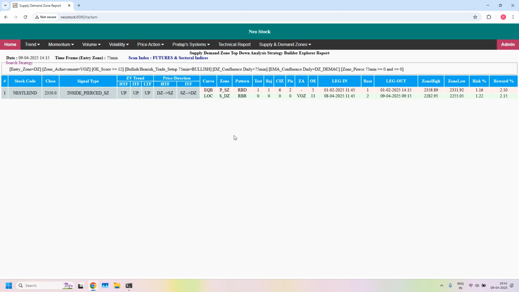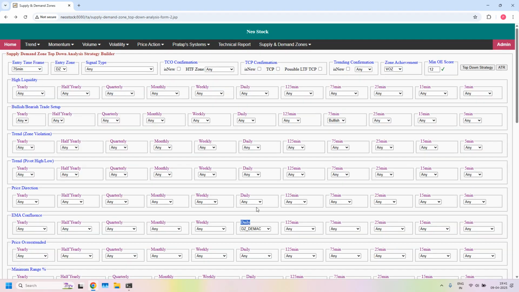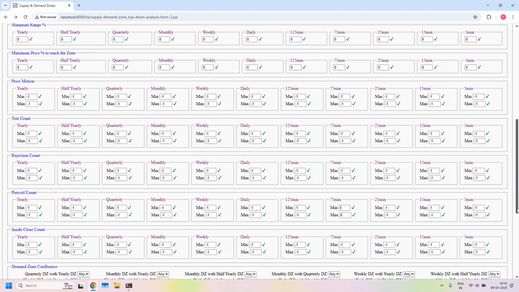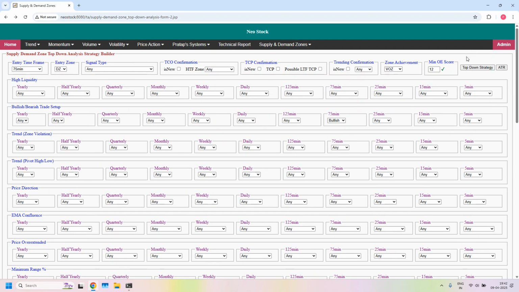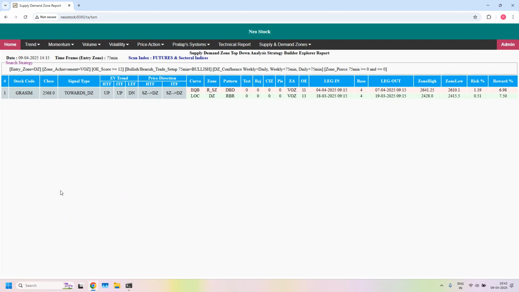Next, we will look into LTF, ITF and HTF demand zone confluence supported stocks. That is 75 minutes, daily and weekly demand zone confluence supported stocks. I removed the EMA filter. In the demand zone confluence, we have to set 3 filters. The first filter is already enabled. Next, 75 minutes demand zone with weekly demand zone confluence, and then daily demand zone with weekly demand zone confluence. With all the 3 filters, LTF, ITF, HTF demand zone confluence filters, we got only one stock.